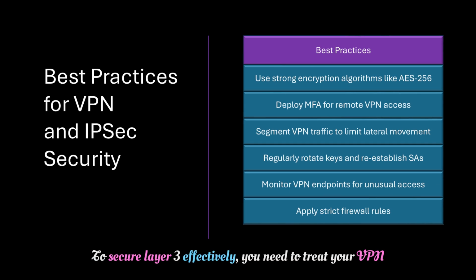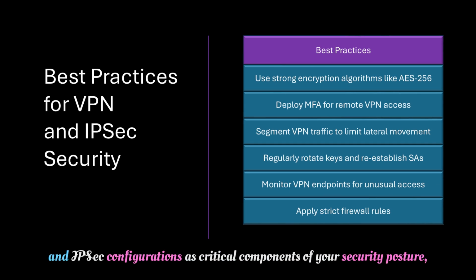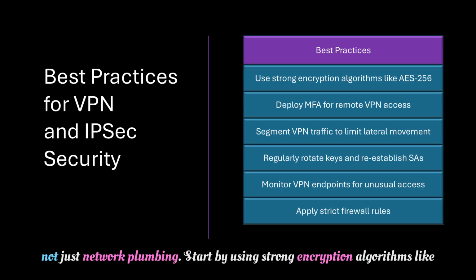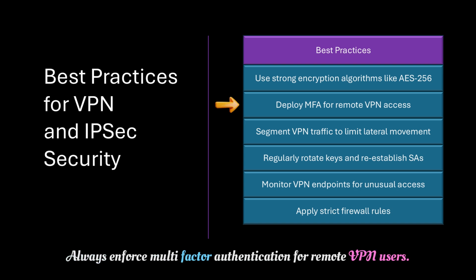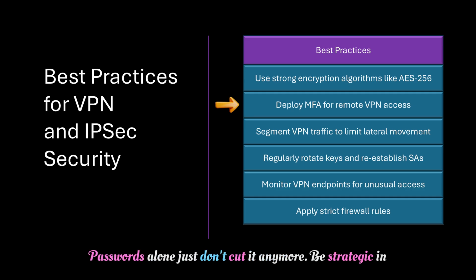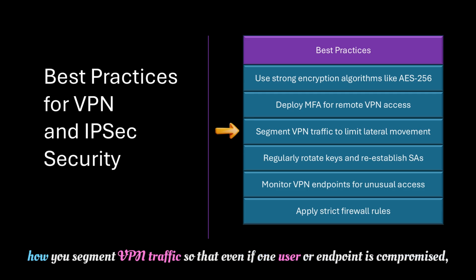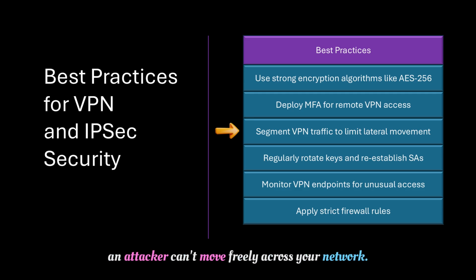To secure Layer 3 effectively, you need to treat your VPN and IPSec configurations as critical components of your security posture, not just network plumbing. Start by using strong encryption algorithms like AES 256 to ensure your data stays protected even if it's intercepted. Always enforce multi-factor authentication for remote VPN users. Passwords alone just don't cut it anymore. Be strategic in how you segment VPN traffic so that even if one user or endpoint is compromised, an attacker can't move freely across your network.